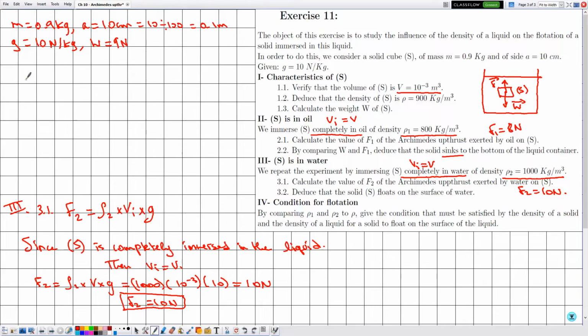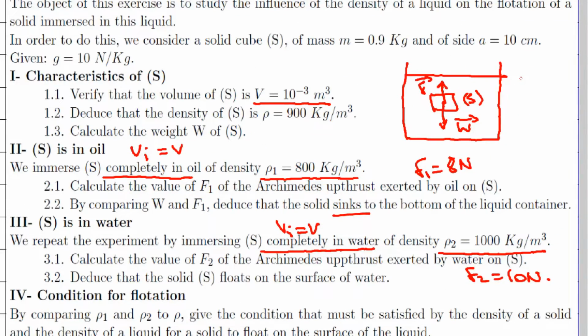So we are in part 3.2. The comparison is that the value of W, the real weight, is 9 newtons. However, the value of F2 is 10 newtons, so the weight is less than F2. So what does this mean? Let's suppose that this is the force F2, knowing that the action of W is vertically downward, whereas the action of F2 is vertically upward. And because the action of F2 is greater than the action of W, S will rise to the top of the surface.